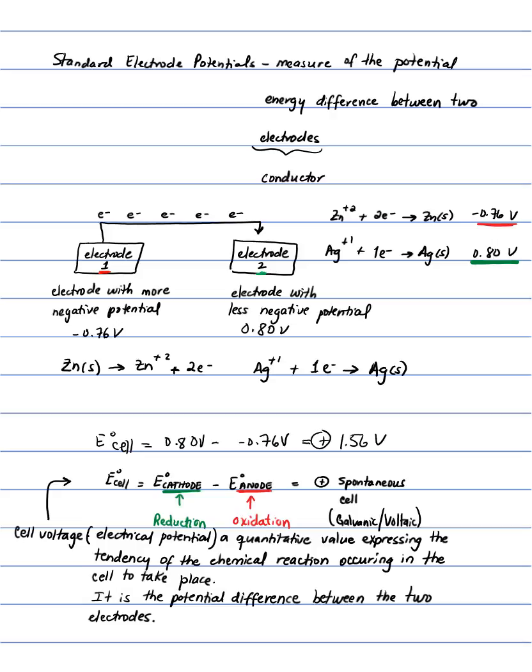In this case, the silver ion, silver plus 1, will take the electrons from the zinc solid. So zinc solid is the one that is losing the electrons, and the electrons are being transferred to the ion of silver.